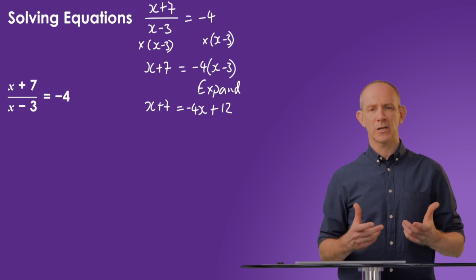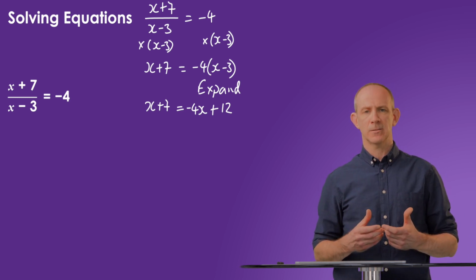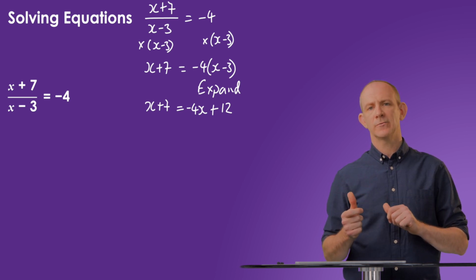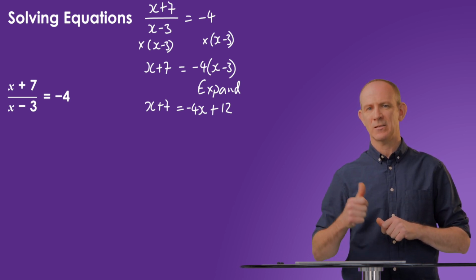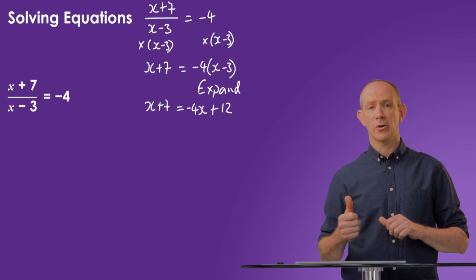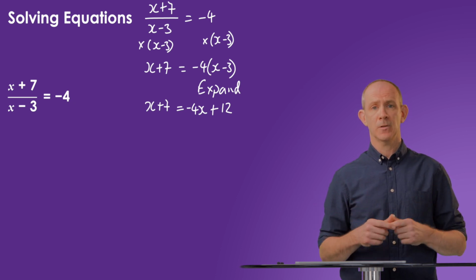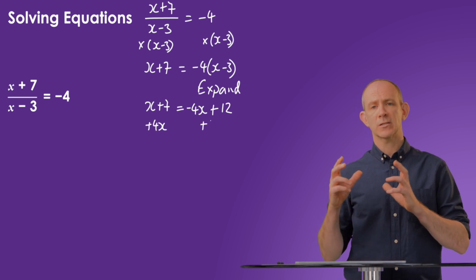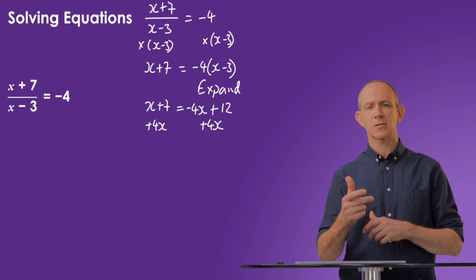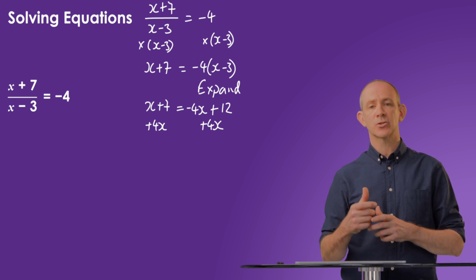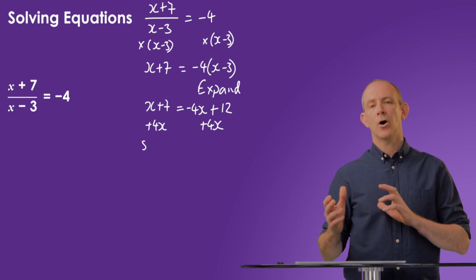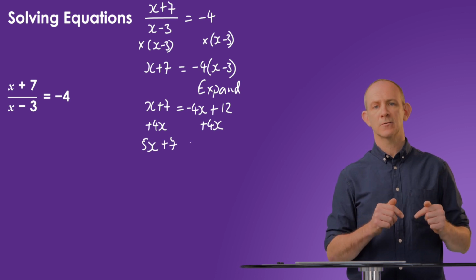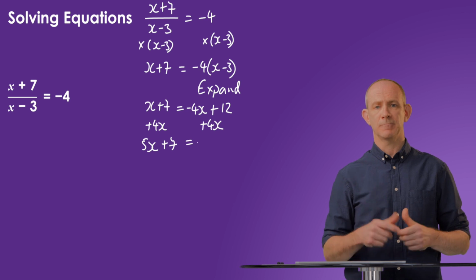Now we can see more clearly where we can end up putting our x's. We're looking for the side with the most x's. Now here, the trick is to recognise negative 4x as lower than 1 positive x. So we're going to add 4x to both sides. When we do that to the right-hand side, negative 4x plus 4x leaves us just with the 12. On the left-hand side, we have x plus 4x, which gives us 5x plus 7.